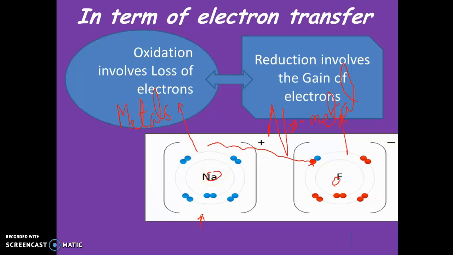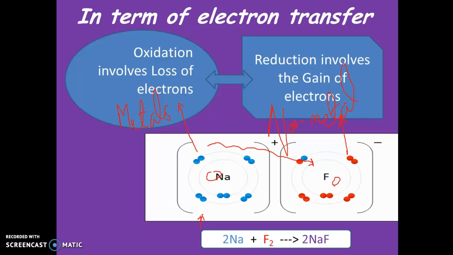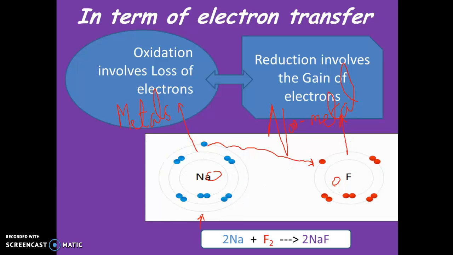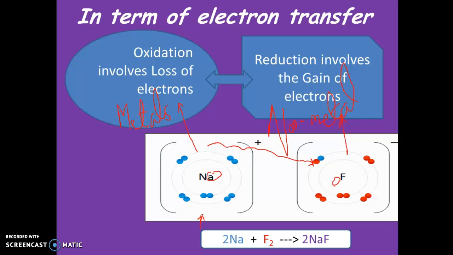Now this is the equation for the reaction. Sodium reacts with fluorine gas to give you sodium fluoride. Now observe the fact that when they lose electrons, they become ions. As you can see here, sodium becomes a positive charged ion, which we call your cation. It becomes oxidized to become a cation, while your fluorine becomes reduced to become your anion.